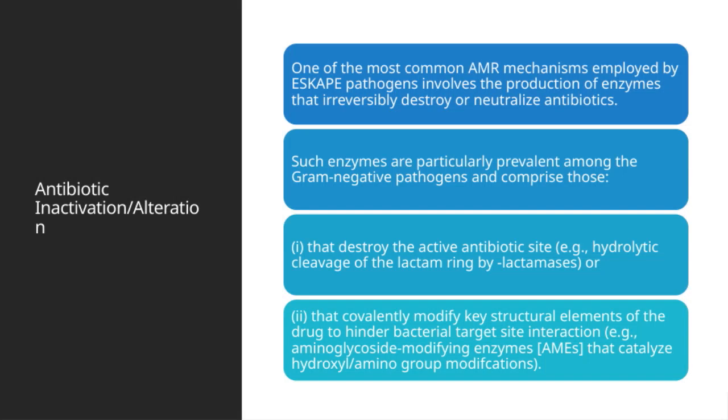Let's now turn our attention to antibiotic inactivation or alteration. This is one of the main ways bacteria can resist antibiotics. Essentially, bacteria have developed mechanisms to neutralize the drug before it can do its job. For example, some produce enzymes that destroy the antibiotic, rendering it ineffective. A classic case is beta-lactamase enzymes that break down penicillin and related antibiotics.